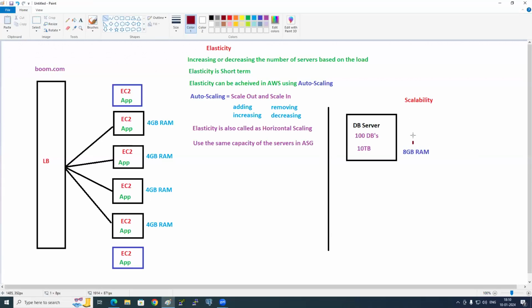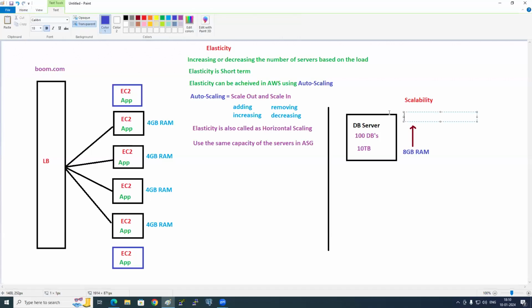This 8 GB RAM, you are increasing it to how much? Your wish. Should I increase it to 32 GB RAM? Yes. So here you are increasing the number of servers or increasing the capacity of the server? Increasing the capacity of the server. Elasticity is the runtime, where people are accessing it and all the machines are responding to it. There we cannot stop the machine and increase its capacity.